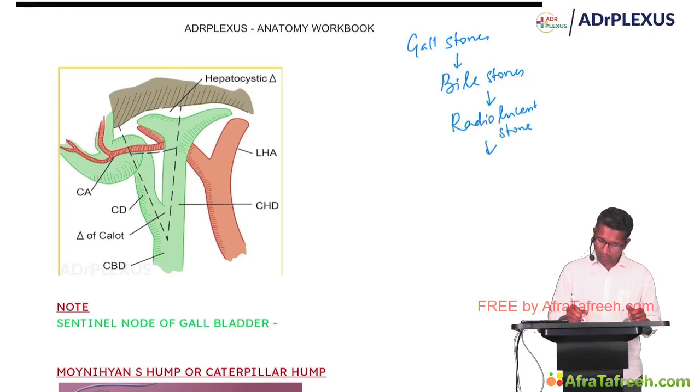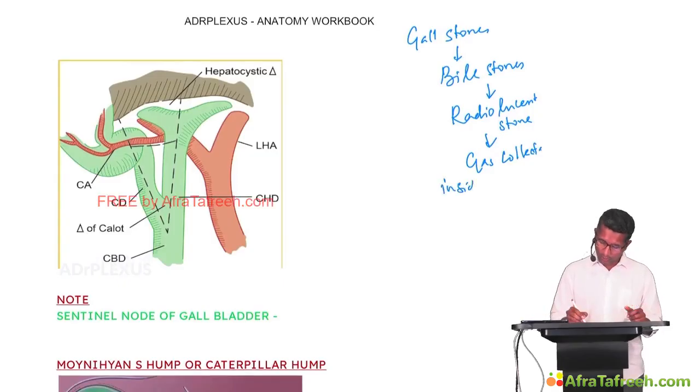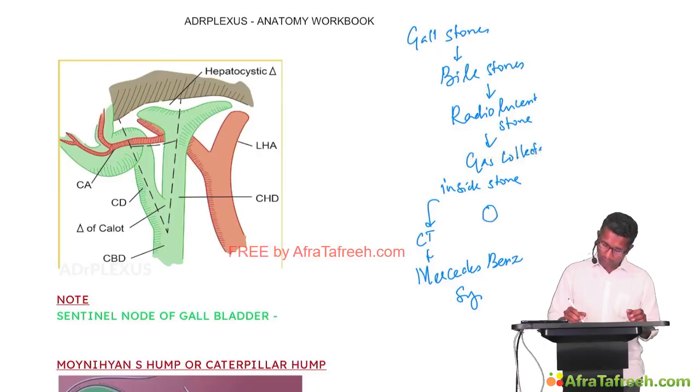Sometimes gas can get collected inside the stones, and when you do a CT, you will see a classical sign called the Mercedes-Benz sign. If you see a gallstone with an air pocket or a gas pocket within it, that will give this sign. This sign is called the Mercedes-Benz sign.